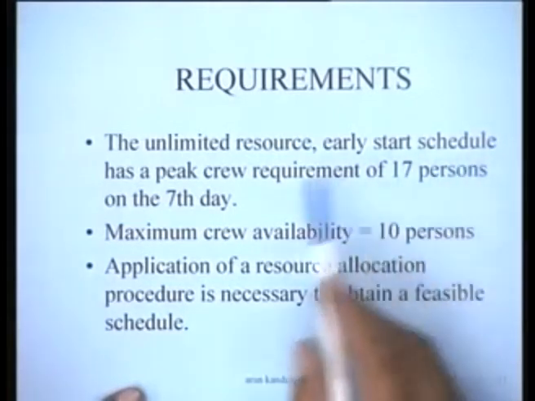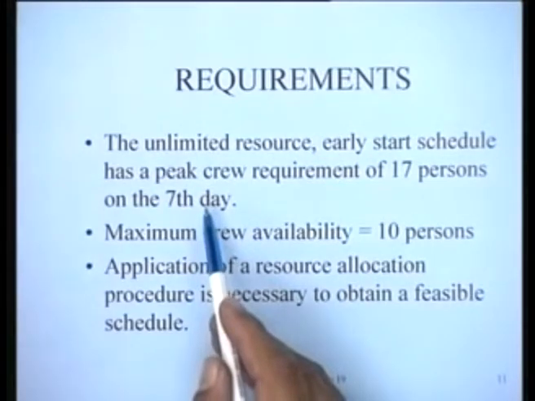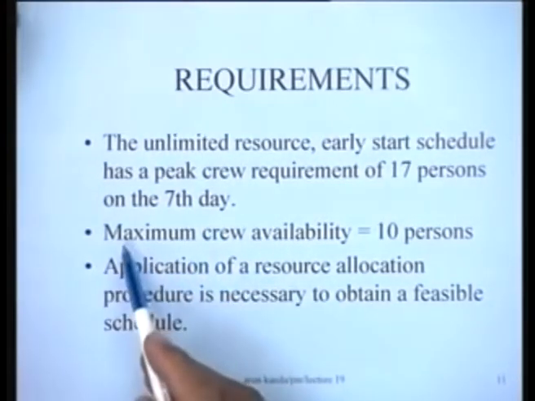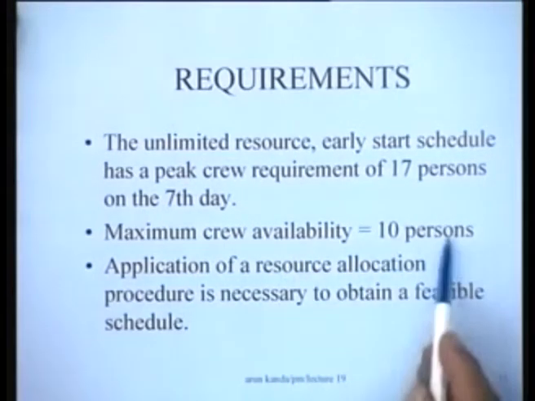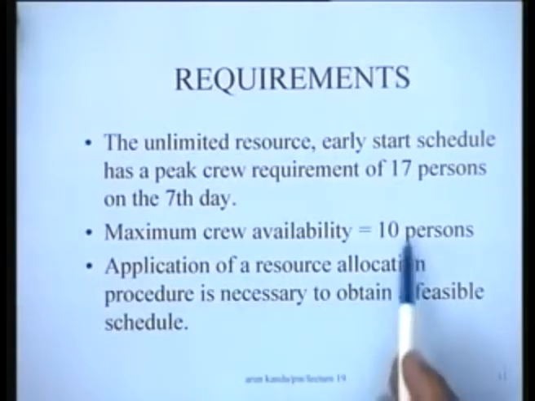Now for this particular problem, what are our requirements? The requirements are stated as follows. The unlimited resource early start schedule has a peak crew requirement of 17 persons on the seventh day, as we have seen from this example. The maximum crew availability is only 10. That's what we are seeing. And the application of a resource allocation procedure is therefore necessary to obtain a feasible schedule within the limit of 10 men.